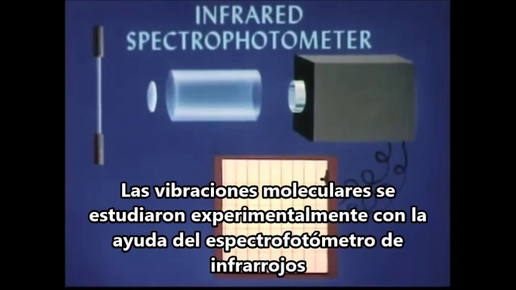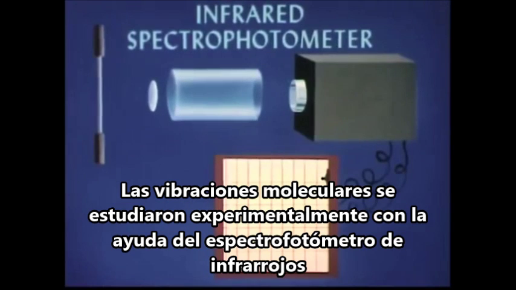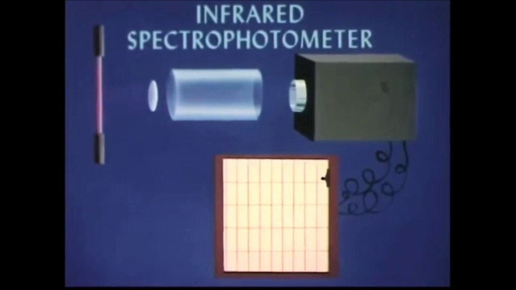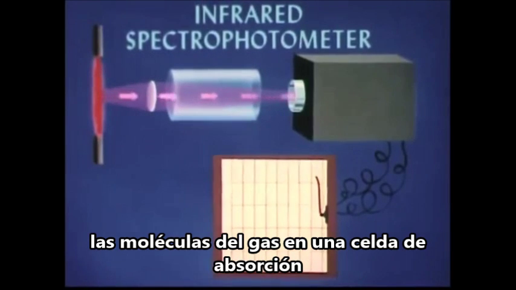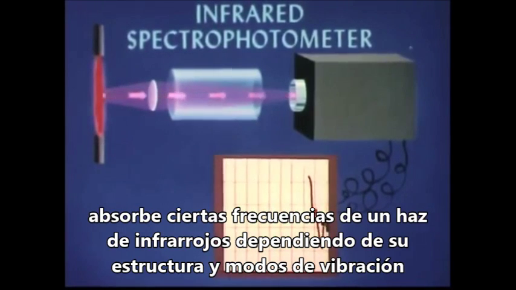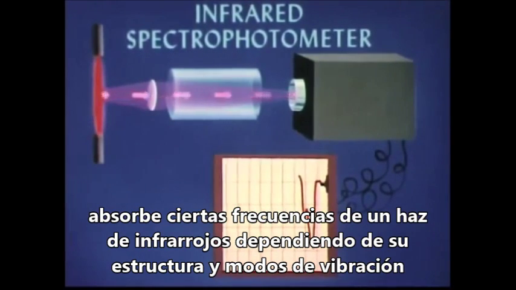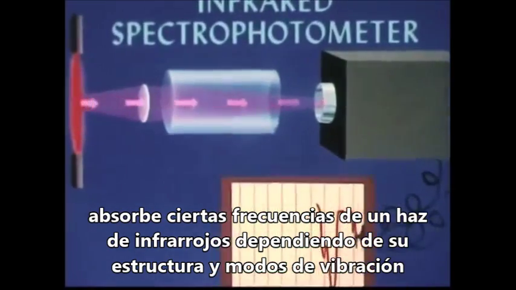Molecular vibrations are often studied experimentally with the aid of the infrared spectrophotometer. The molecules of a gas in an absorption cell will absorb certain frequencies from an infrared beam, depending upon their particular structures and modes of vibration.